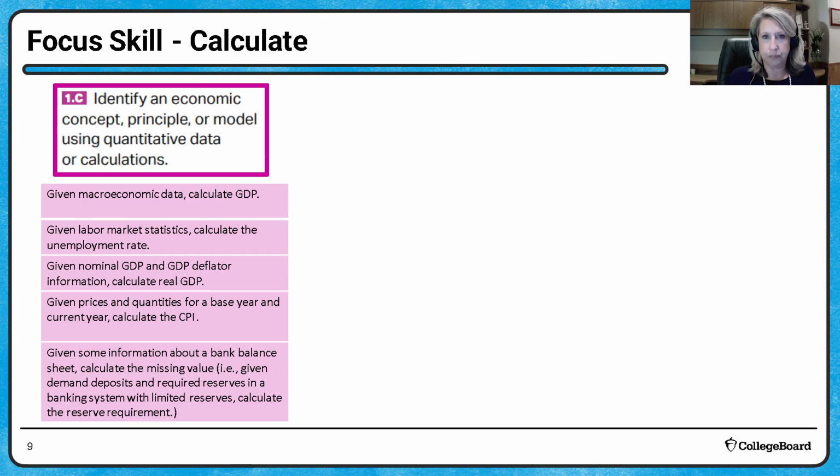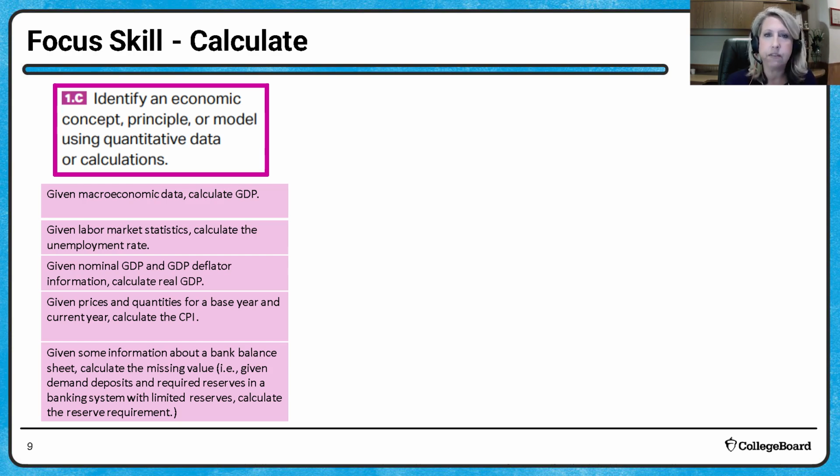What I've created here is a graphic organizer that allows you to see how these different calculate skills might show up on an assessment. So again, you're never going to be asked, what skill category is this question asking you? That's not the way to use this. What you want to do is look at this and say, okay, for skill category 1C, which is pretty definitional, we want to be able to identify an economic concept, principle, or model using quantitative data or calculations.